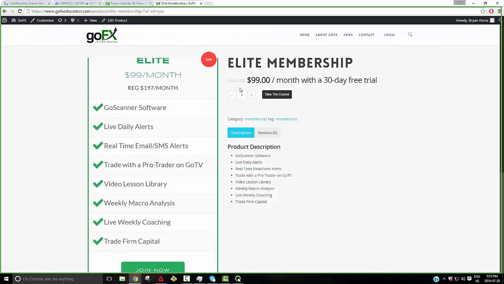We have what's called our elite membership, which is going to get you guys access to the GoScanner software, which is going to have live daily alerts. So if you're mostly on the swing trading side of it, if that high and low test candle occurs, you can set this up so you get either an email or an SMS message sent to yourself. And you're going to continue to get the Market Watch videos every Monday, and we're going to make this GoTV even better.